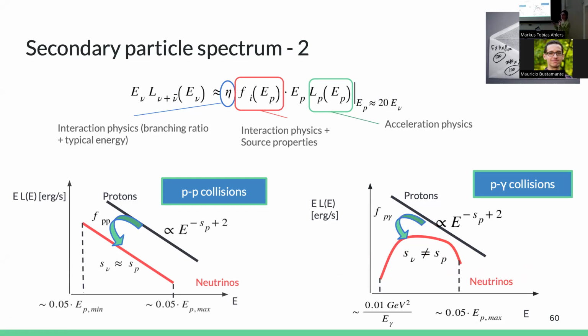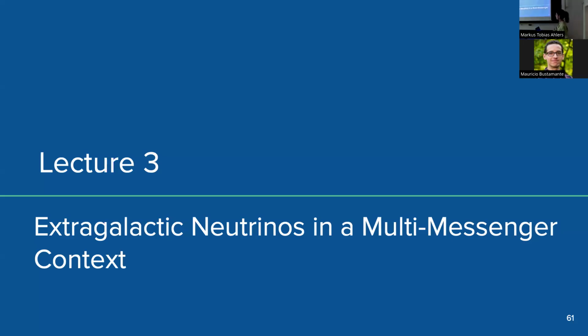Also in the second exercise, the numerical one, if we have time to discuss it today in the afternoon, you are going to calculate this efficiency parameter for pp collisions, and you are going to numerically compute the neutrino spectrum coming out from an astrophysical source. So this slide will be convenient for later on.